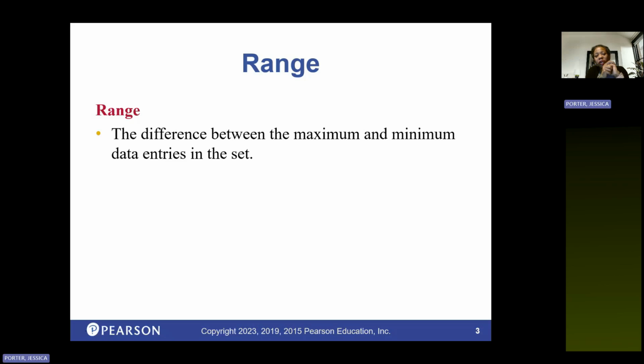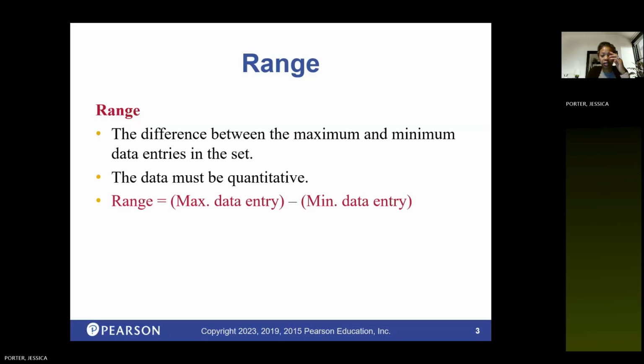Okay, the range. The difference between the maximum and minimum data entries in the data set is the range. The data has to be quantitative. And when I say the difference, it means the maximum minus the minimum.